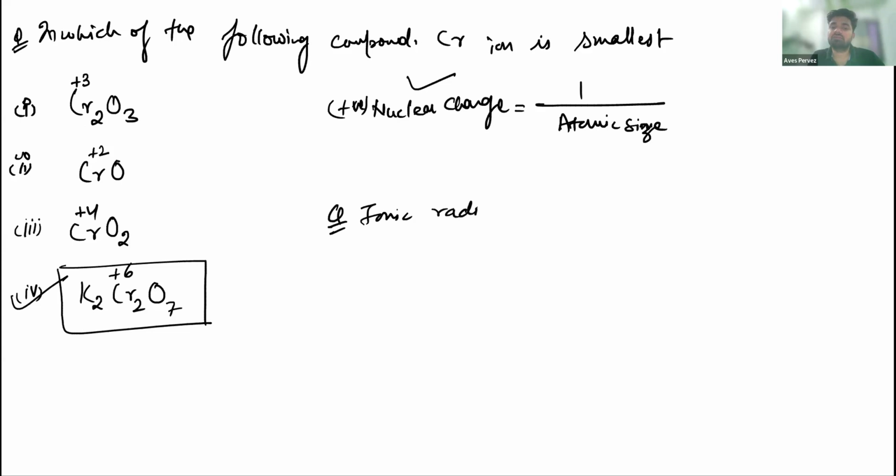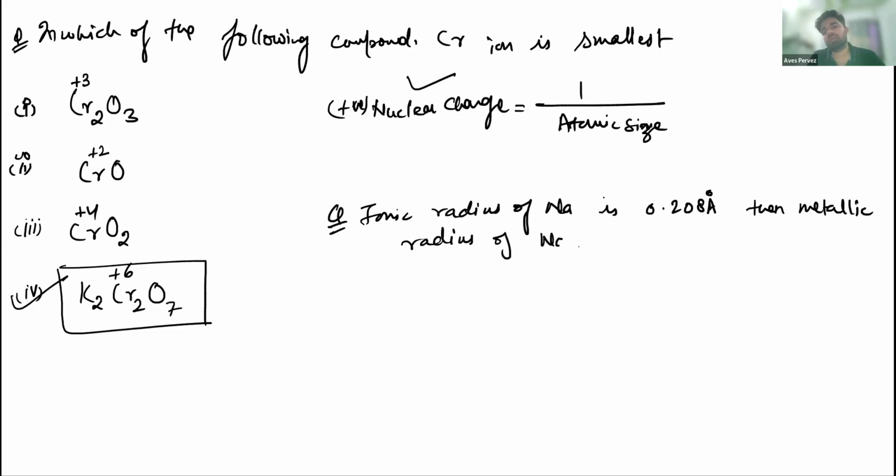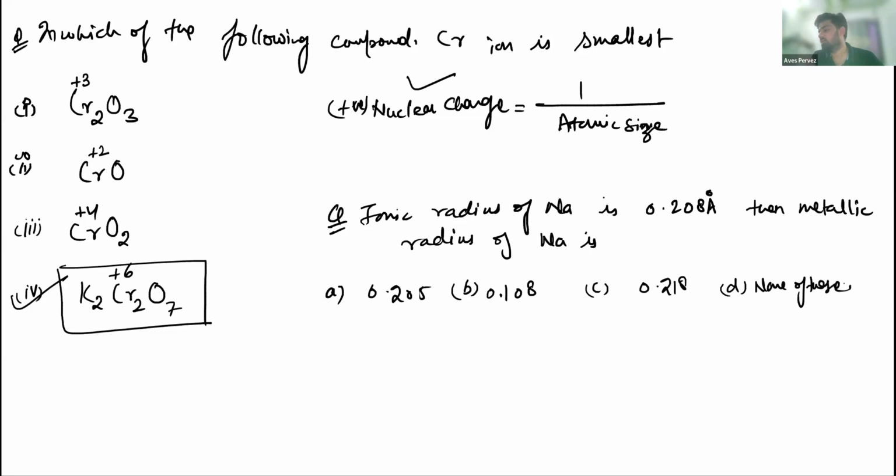The ionic radius of Na is 0.802 angstrom. Then the metallic radius of Na is: option A 0.25, option B is 0.108, option C is 0.218, and option D is none of these. Tell me which one is the correct one?